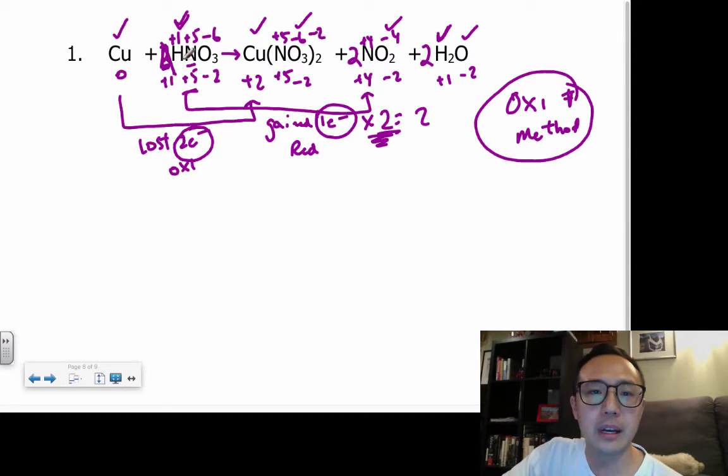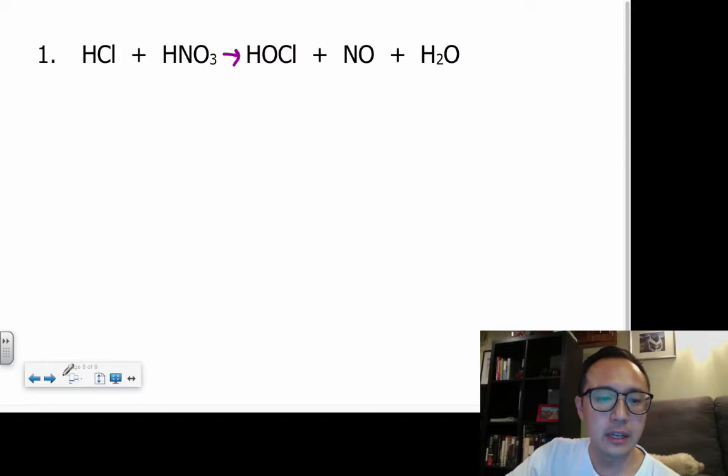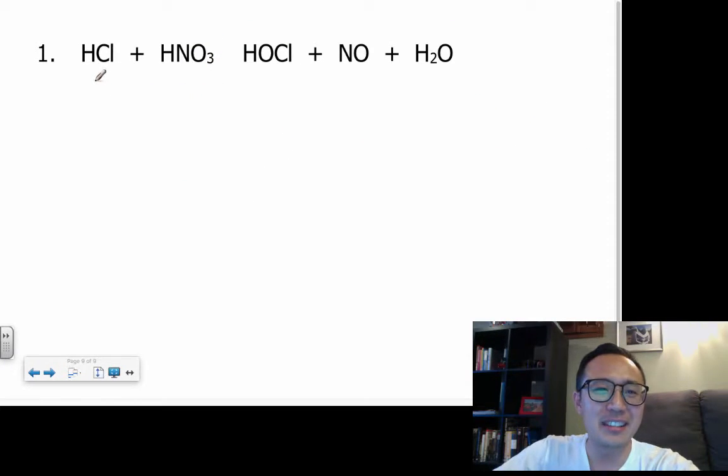But don't forget you have to go back and double check because it's not automatic. As you can see, I had to change the 4 to make this work. So let's look at another example. Here we have another one. So then let's assign some oxidation numbers here.